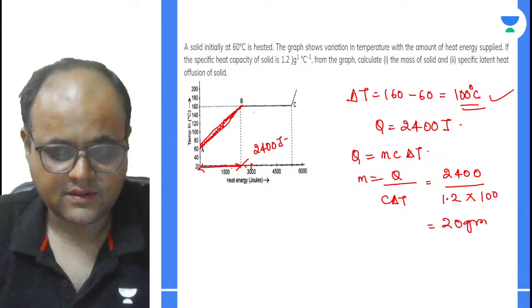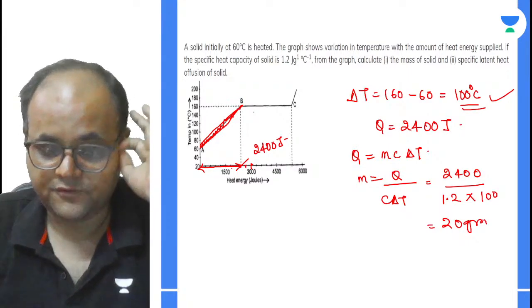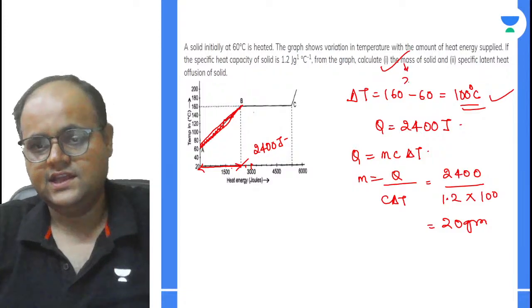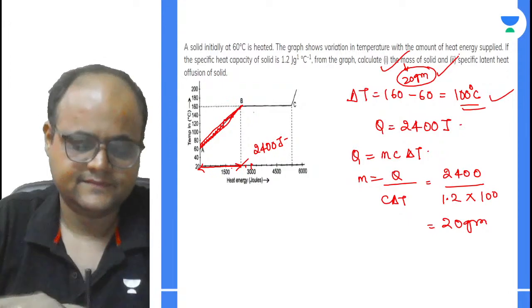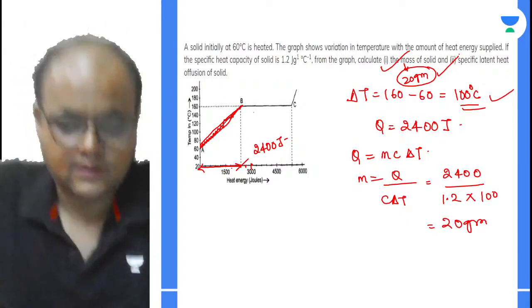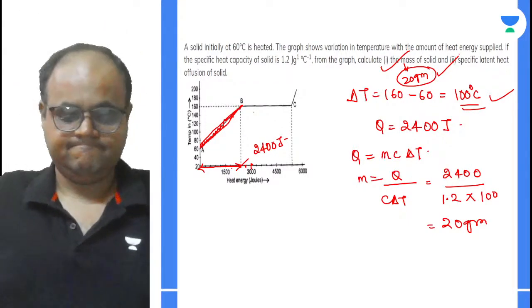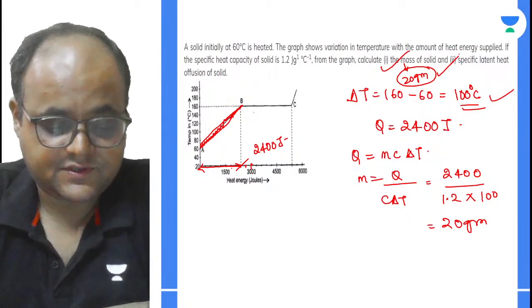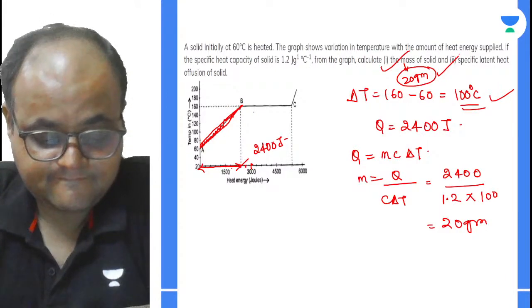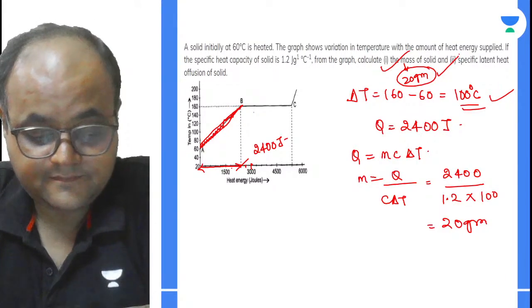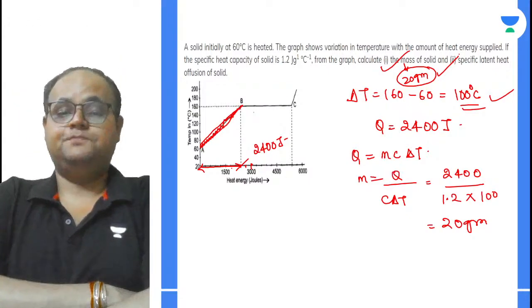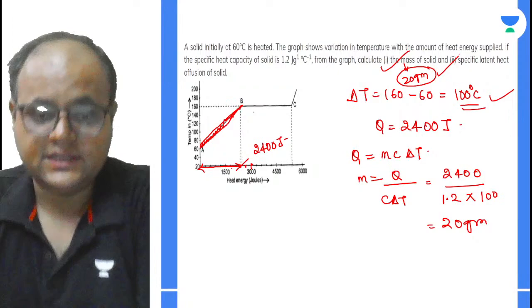Okay, all of you were there in the session. I could clearly see that the mass here is 20 grams, right? Logic clear to everyone? Yes. Come on. Yes, Sora. The answer is 20 grams. Okay, yes, it's 20 grams. चलो सेकेंड पार्ट. स्पेसिफिक लेटेंट हीट ऑफ फ्यूजन कितना होगा?